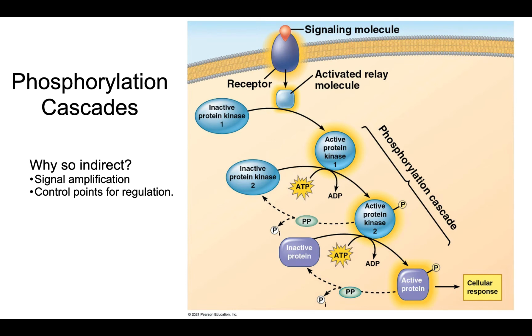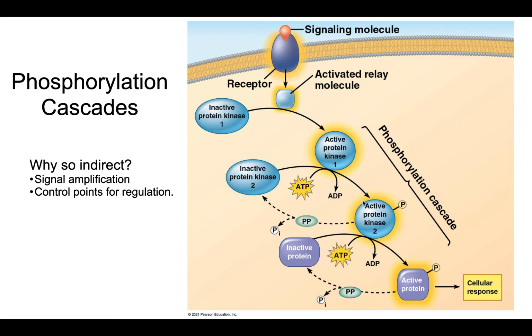Now, a phosphorylation cascade involves a series of kinases that start off inactive and then become phosphorylated by another kinase to become active. So let's take a look at what I mean by that. Here we have a receptor. Here we have the signaling molecule. It binds to the receptor, activating it. That active receptor turns on a molecule that activates our first kinase. So now that kinase is active, and therefore it phosphorylates our second kinase.